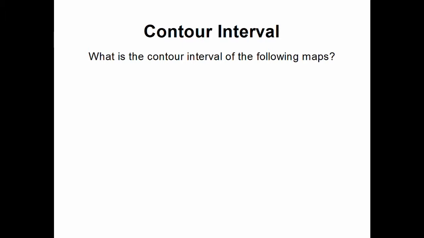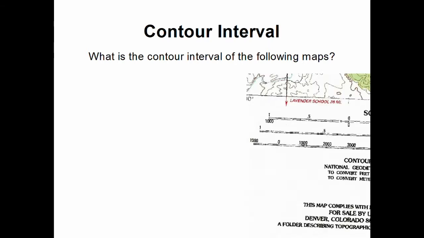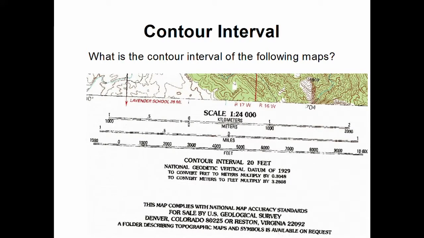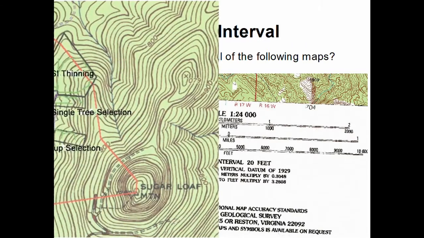Now, what about the so-called contour interval? That is the vertical distance between my contour lines. How can we tell? Well, let's look at the following maps. Here is one, and that is fairly easy to tell because the contour interval is written on the bottom. Contour interval of 20 feet, right there below the scale.